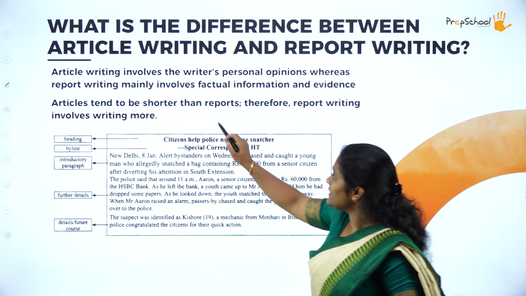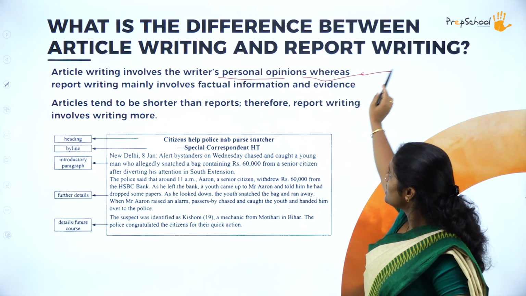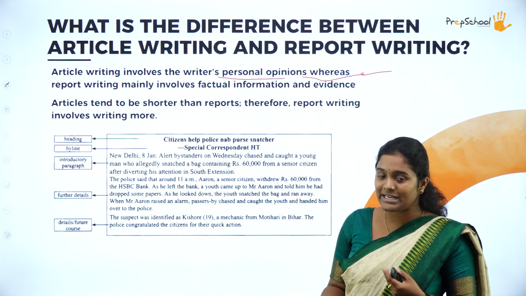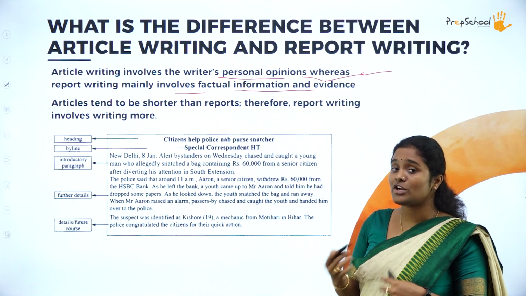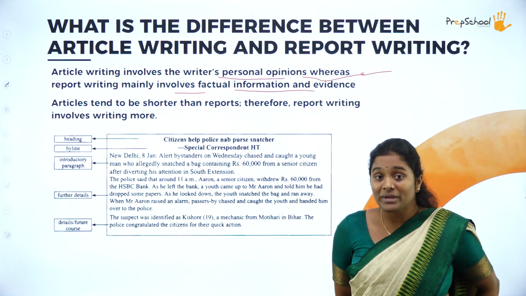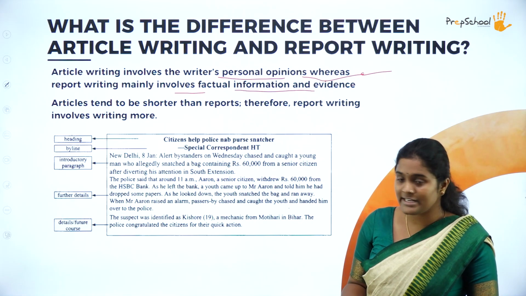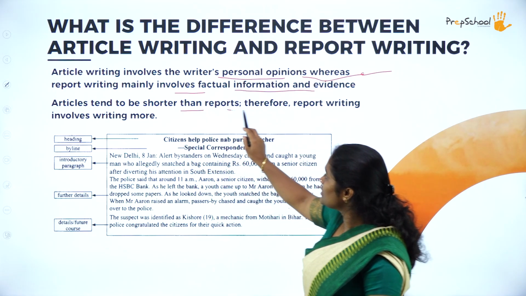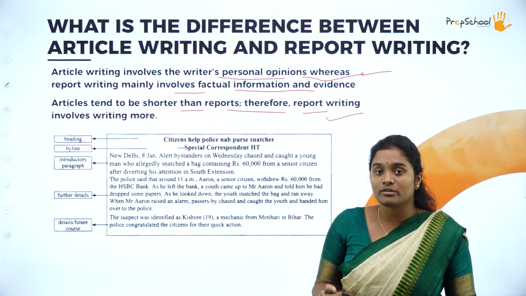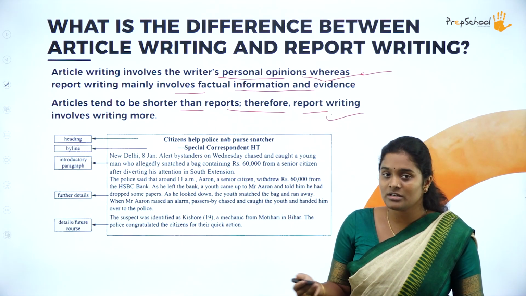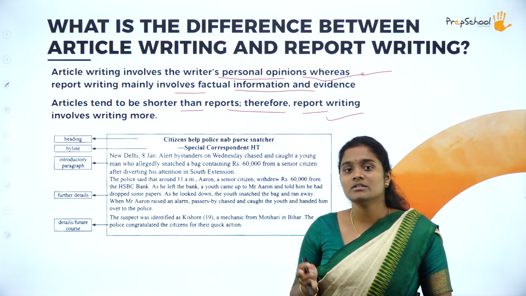So article writing involves the writer's personal opinions. It's more like leisure reading. A report, on the other hand, includes factual information. No opinion of the writer is included. An article tends to be a little shorter than a report. Report writing requires a lot of writing, so a report will usually be a little longer. For an article, it depends on the subject.